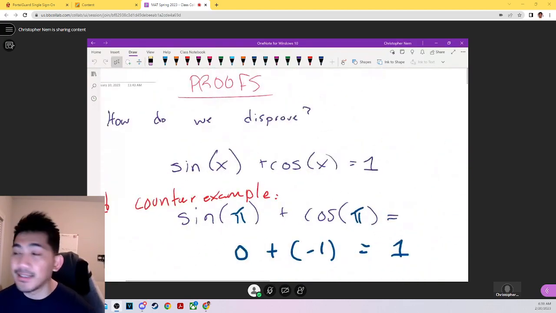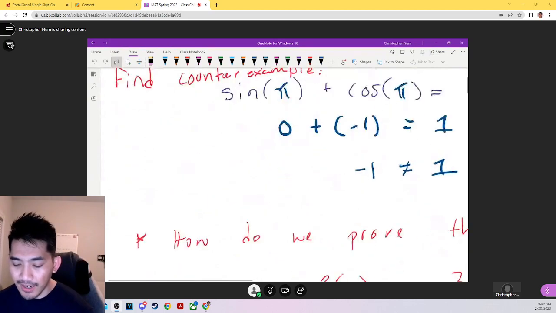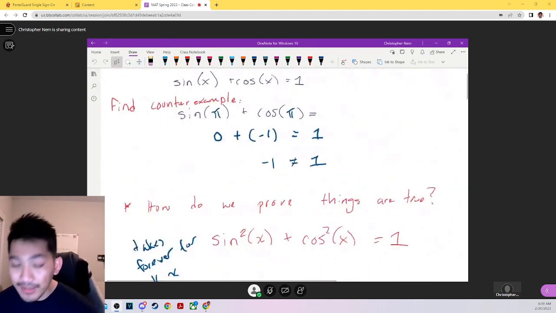What happens if I have x equals pi? Well, if x equals pi, I have 0 plus negative 1 equals 1. This is clearly a false statement. It is not true for all cases. So that's how we can disprove a statement: find a counterexample. How do we prove things that are true, though?